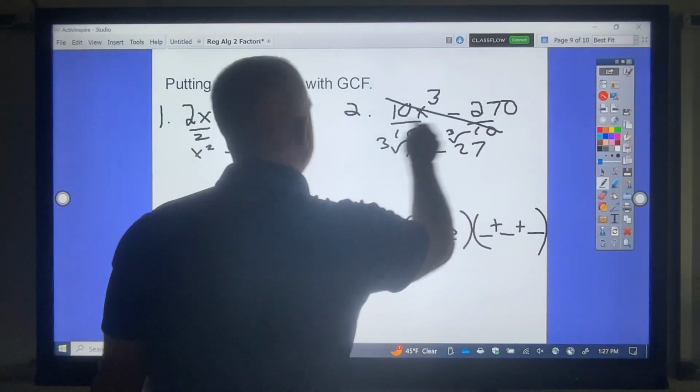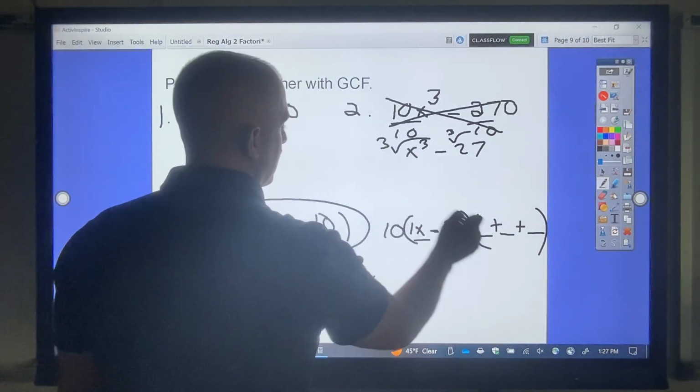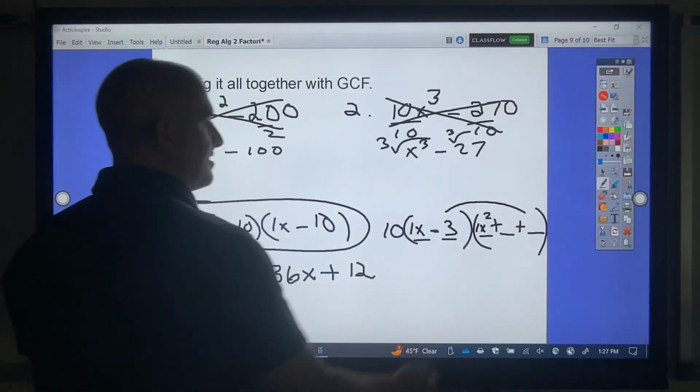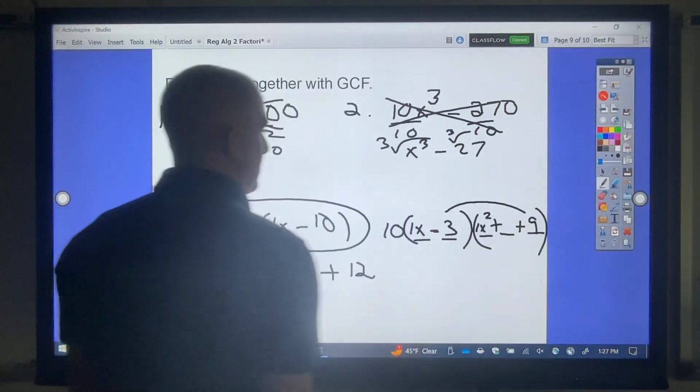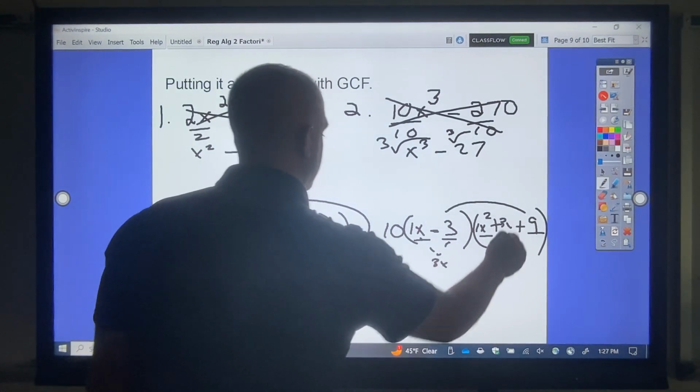Okay? Now, I want to cross those off because I don't want to get confused with what I'm doing. 1x times what would give me 1x cubed? That's got to be 1x squared. 9 times what would give me 27? I'm sorry, 3 times what would give you 27? That would be 9. Multiply these. That would be 3x. That's what goes in the middle.